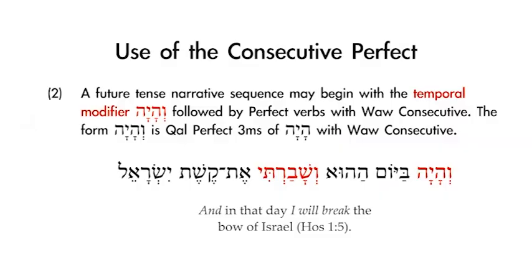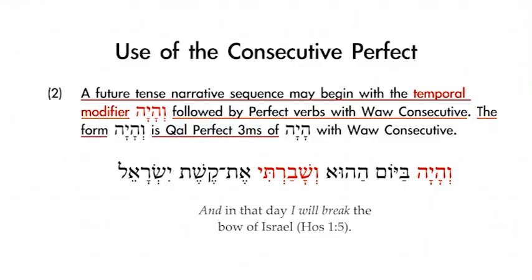The second way in which to construct a future tense narrative sequence relates to the temporal modifier. A future tense narrative sequence may begin with the temporal modifier wehaya, which is the opposite of wayehi, the temporal modifier used with the imperfect, followed by perfect verbs with waw consecutive. The form wehaya is qal perfect 3MS from the verb haya with waw consecutive, the verb to be. Let's look at our example. Wehaya bayom hahu. Weshavarti et qeshet Yisrael.